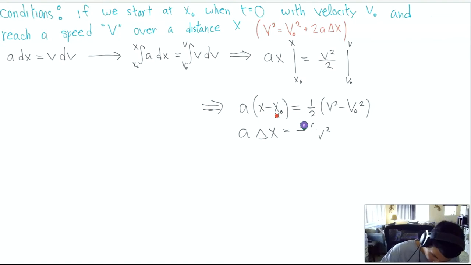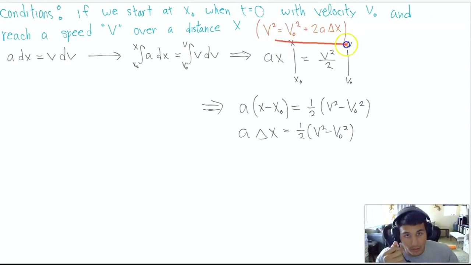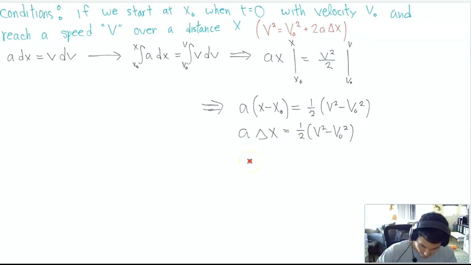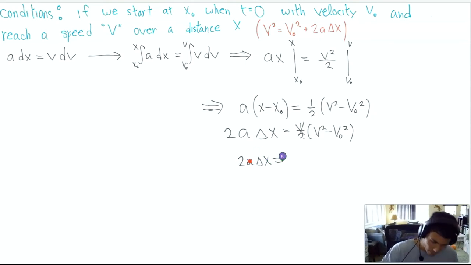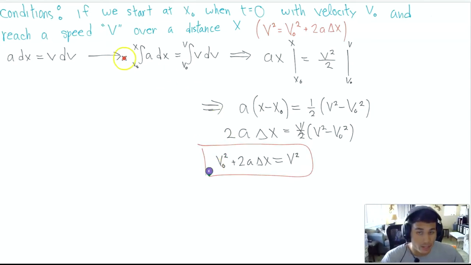Actually, let's leave this 1/2 right here. We won't skip steps. And we want it to look like this, right? So what can we do? We can multiply by the 2 on the other side. So now we got 2a change in x is equal to what? Well, there's a V squared on this side, so we'll leave the V squared on this side, and then we'll add the V0 squared on this side, right? And look at that, there we are. We got our equation again. It's exactly what we wanted. That's exactly what we predicted, right?